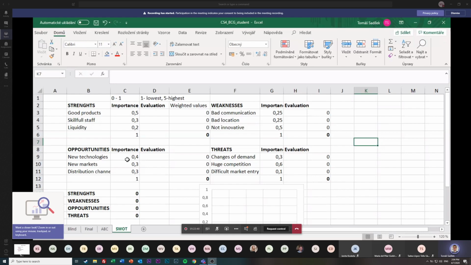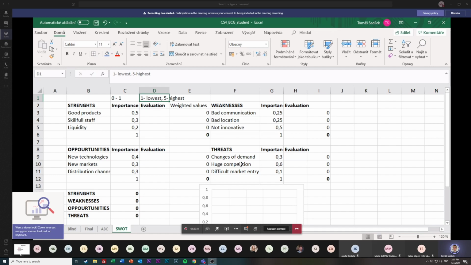So this is the first step. The second step is that we distribute the points, and the points are as follows. 1 point is the lowest evaluation, and 5 points is the highest evaluation. So we should distribute the grade. What's the evaluation of product, staff, liquidity, and so on. I would say that the product is over average, so 4 points. The staff is also okay, but the liquidity is low.